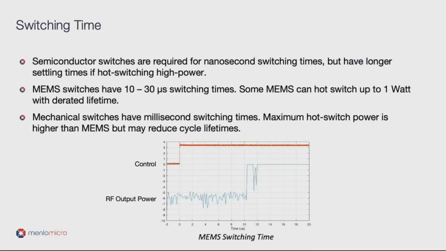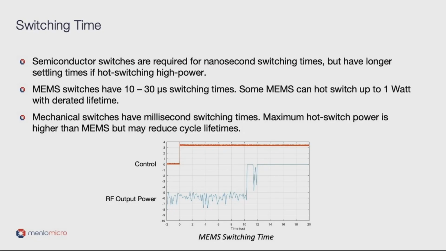The next specification I'd like to discuss is the switching time of the various different switch options. Switching time is important for any switch application, but high power may introduce some new considerations. Semiconductor switches will have the fastest switching time of your options, often in the nanoseconds, but they can have longer settling time if hot switching high power. In this case, it might be necessary to characterize the switch at the specific test frequency and power level to ensure that the settling time is within the overall switching time limits.